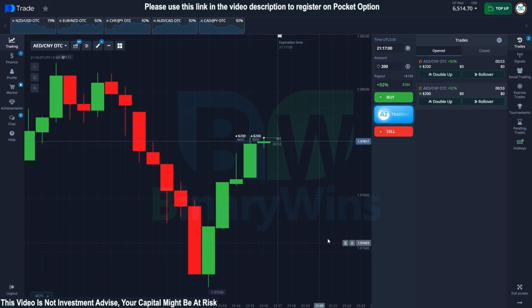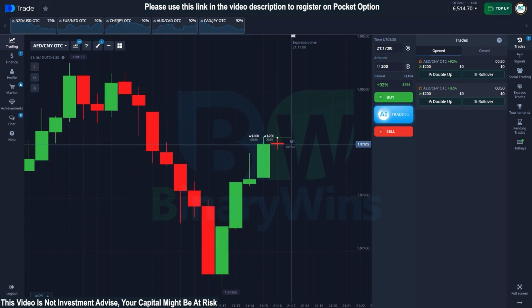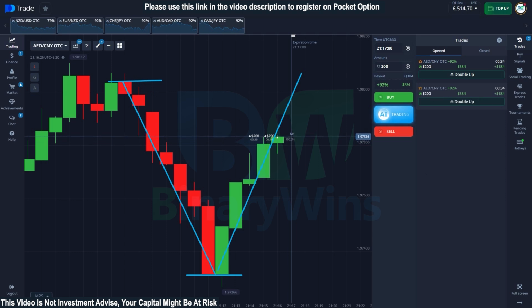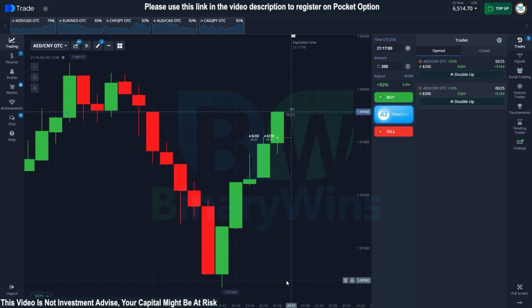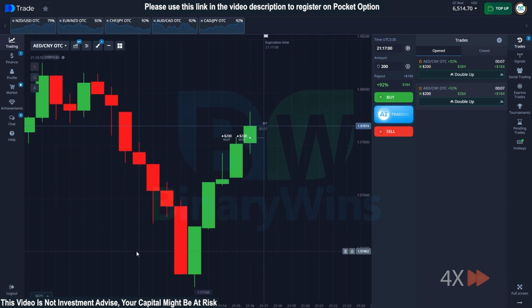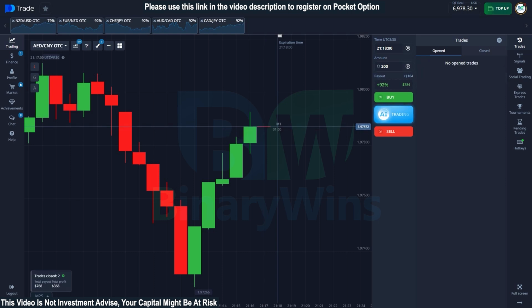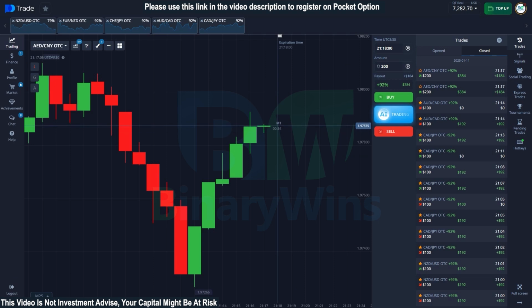I entered 2 higher trades. If you look, a bullish momentum trend and a reverse momentum trend. Strong green candles. So I entered 2 higher trades. You can see that's our list of trades today.